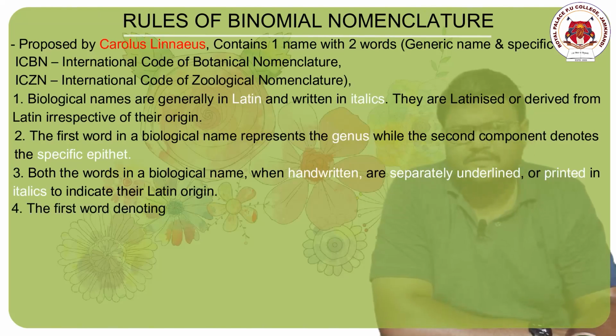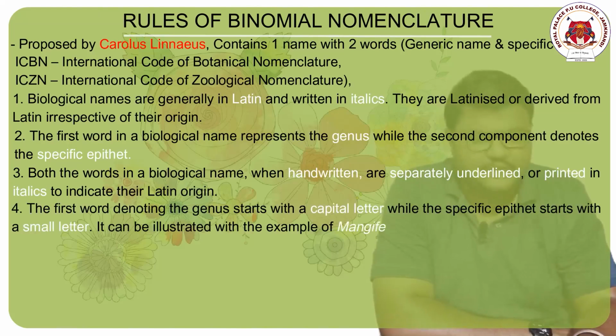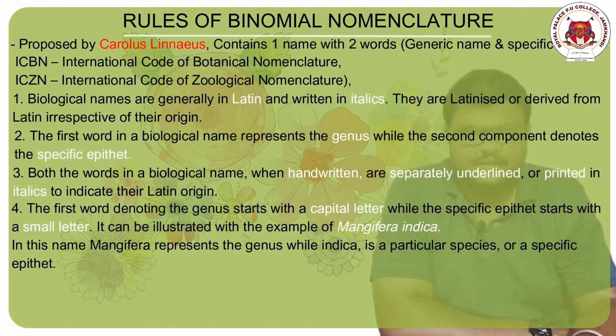Rule number 4. The first word denoting the genus name or general name should start with a capital letter, and the second word denoting the specific epithet should start with a small letter. Let us take an example of mango as Mangifera indica. Try to see this particular biological name. In Mangifera, the first letter M is in capitals, which indicates that this is a genus name. And the second one is indica, written in small letters, which indicates the specific epithet.